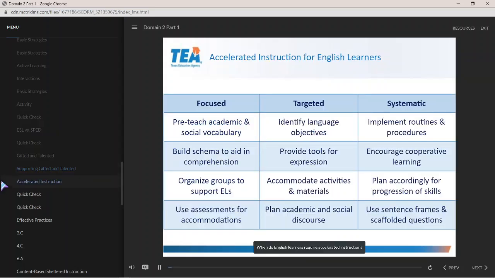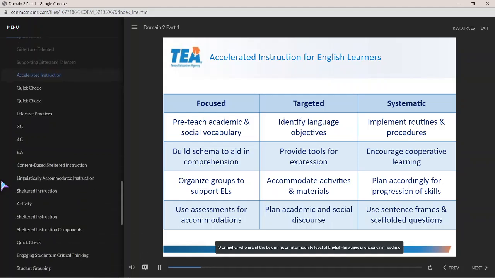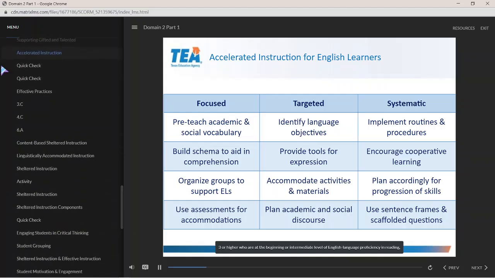When do English learners require accelerated instruction? This important group of English learners is defined in the combined components of this section as those students in grades 3 or higher who are at the beginning or intermediate level of English language proficiency in reading and/or writing. Accelerated instruction for these students must be focused, targeted, and systematic. Many of the strategies already discussed in this section can be implemented within a sheltered instruction program, which will be further discussed throughout this domain to provide adequate instruction.